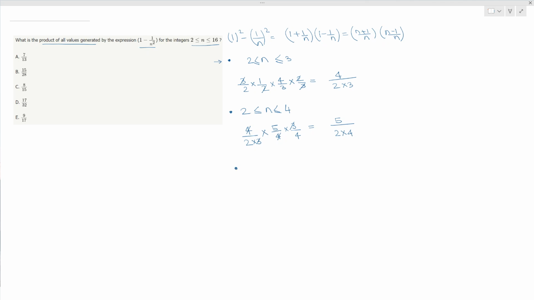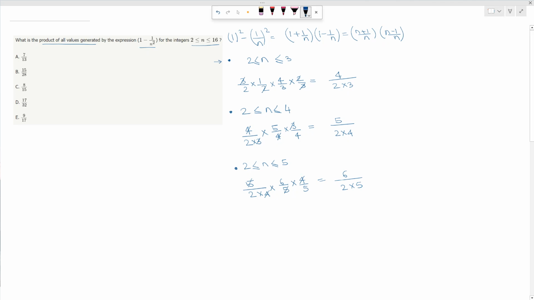Let's add another value now. Let's say n is now between 2 and 5. The product of this expression between 2 and 4 is something that we have already found out, so just as we did in the previous case, I will just write 5 by 2 into 4. And for n equals 5, 5 plus 1 is 6 by 5, 5 minus 1 is 4 by 5. And we can cancel out these things, and what we are left with is 6 by 2 into 5.